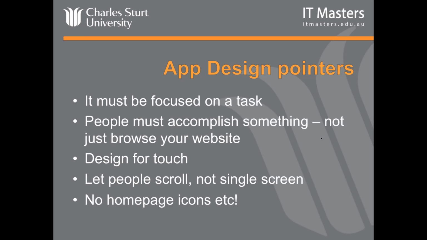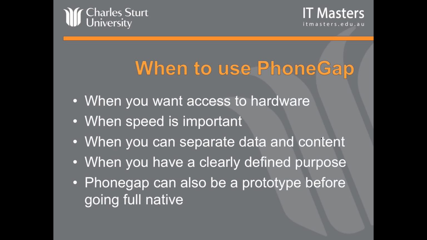Let people scroll. Don't have a single screen. We're really used to, on mobile devices now, scrolling down a page. We don't just display all the information on one screen and then click over to another button. That's not the way it works with touch. So these are all the sorts of things that we get used to using on a mobile device, but perhaps we haven't really thought about how different they are from a website. And as I've already covered, no homepage icons either. So you've really just got to optimize it with buttons, more than anything else.